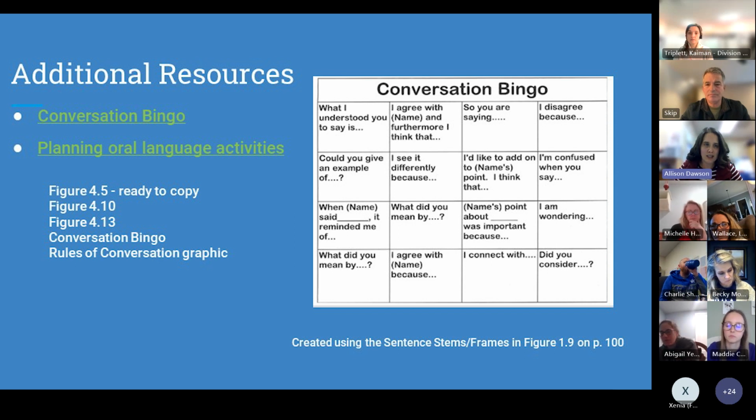And then that next link where it says planning oral language activities, I've listed what's there.